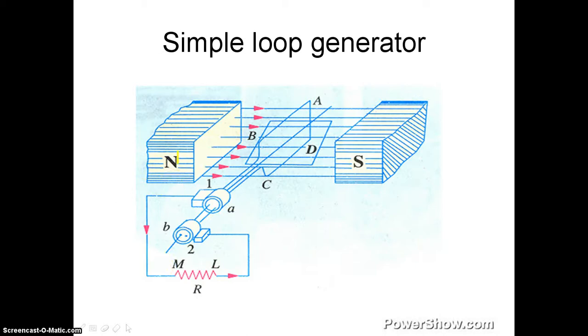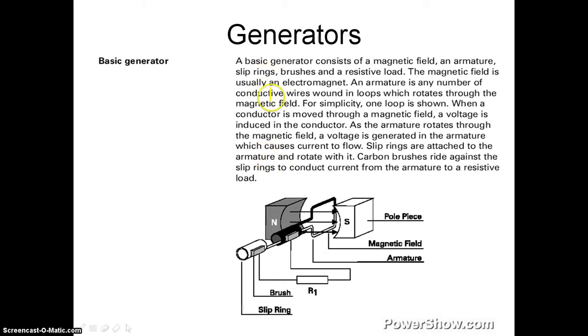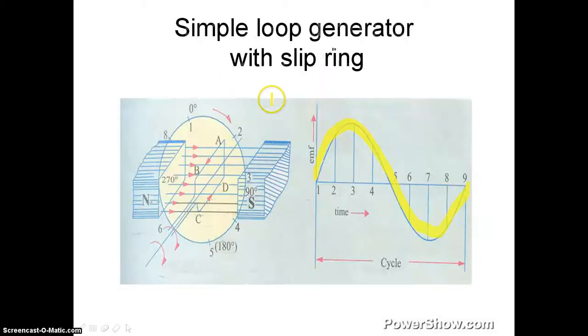This is the construction of a simple loop generator. This is the north pole and this is the south pole magnet, which is made to rotate. These are the magnetic lines of flux. So this is the basic generator. Now the practical generator.